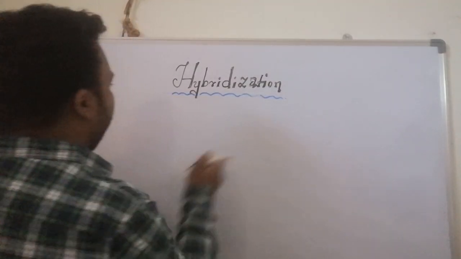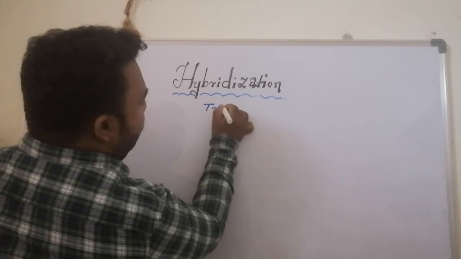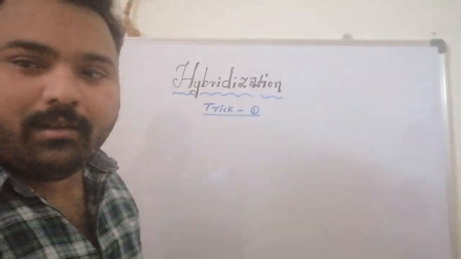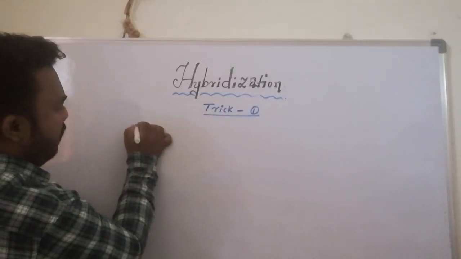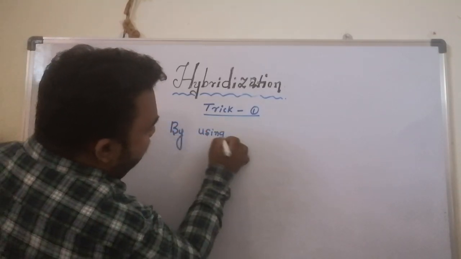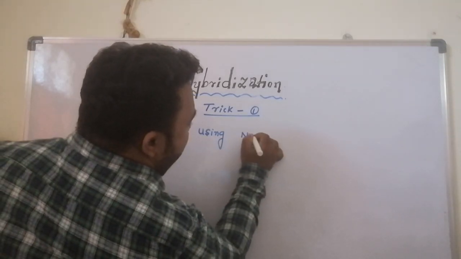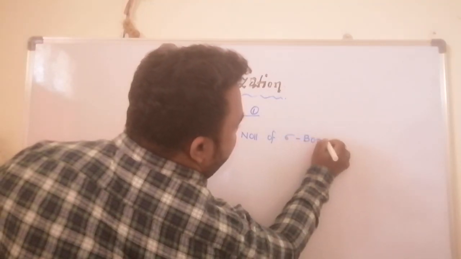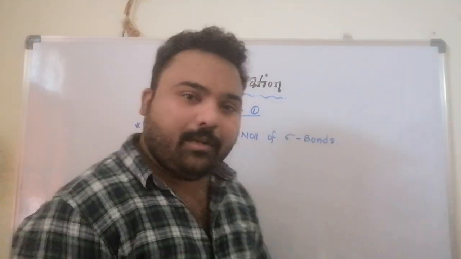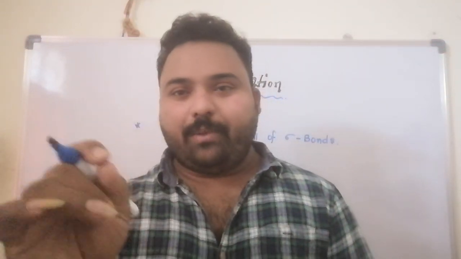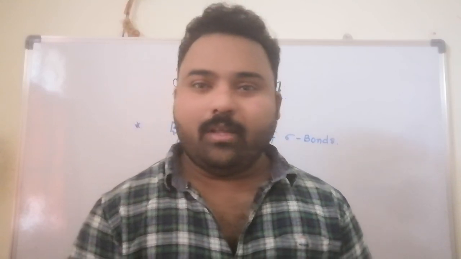Trick number one. See here, by using the number of sigma bonds, we are going to calculate the type of hybridization which is present in the central atom of a molecule. Okay, see.